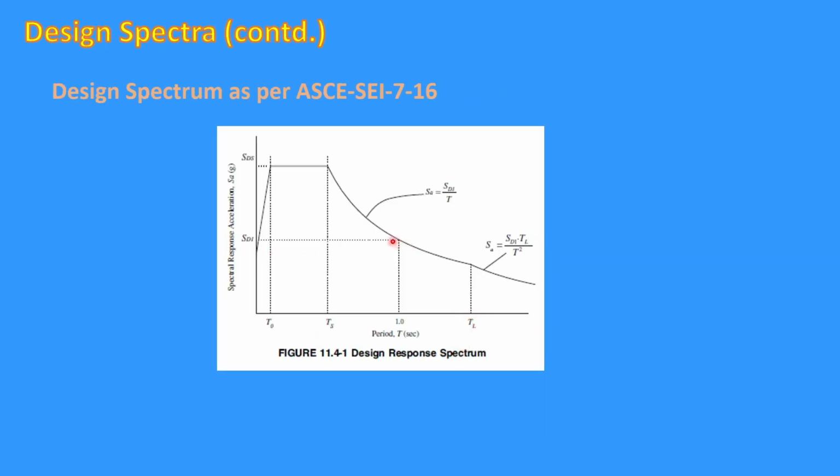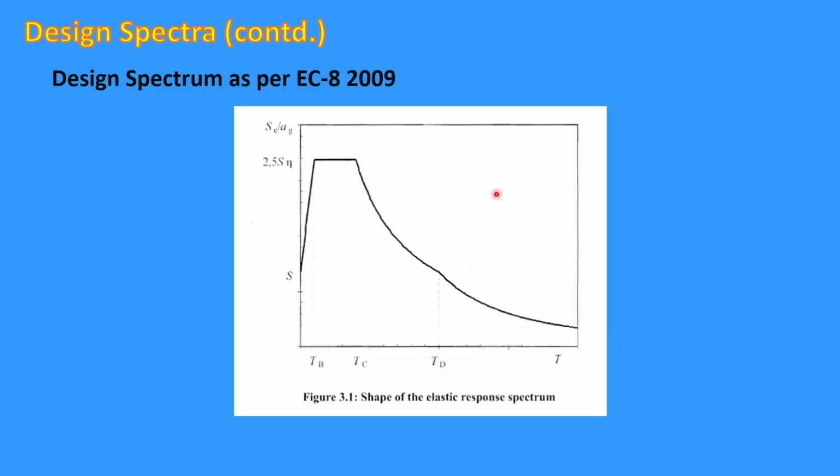Similar is the case with the design spectrum given in ASCE 7-16. The pattern is the same. The other parameters are given here which are explained in that document. This is for the European code EC8 2009, a very similar type of diagram: rising, flat and falling parabola. The equations of all these are given as in the Indian code. In all the codes, the equations of all the lines are given. So if you want to mathematically convert from design spectrum to displacement spectrum, those mathematical formulas can be directly used.